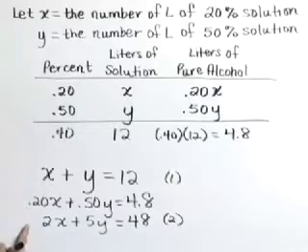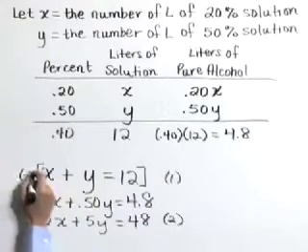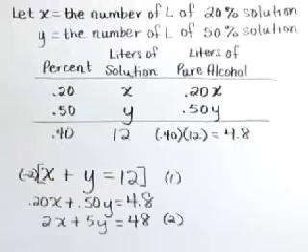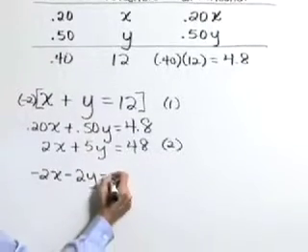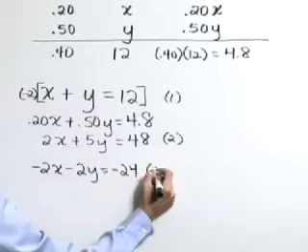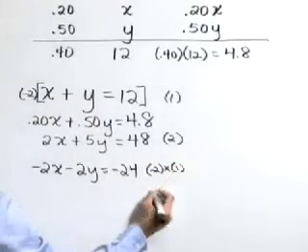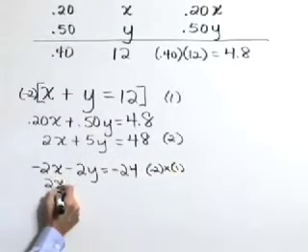Now in step 4, let's solve this system. I'm going to use the elimination method. I'm going to eliminate the variable x. I'm going to do that by taking equation 1 and multiplying it through by negative 2. So equation 1 becomes negative 2x minus 2y is equal to negative 24. Again, that was negative 2 times equation number 1. Just rewrite equation number 2 underneath it.